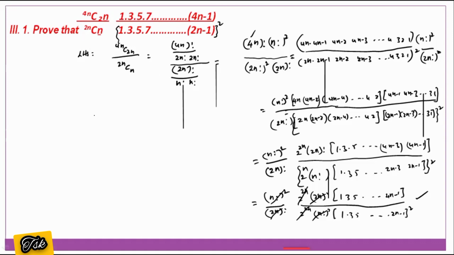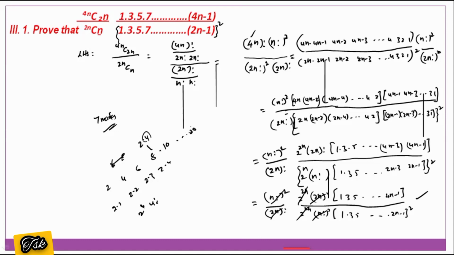Important for 7 marks. So 4nC2n, look here. When I write 2, 4, 6, 8: this is 2 into 1, this 2 into 2, this 2 into 3, this 2 into 4. I can write it as 2 power 4 into 1, 2, 3, 4, that is 4 factorial. So if it is up to 8, this can be written as 2 power 4 into 4 factorial. If it is up to 10, 2 power 5 into 5 factorial.